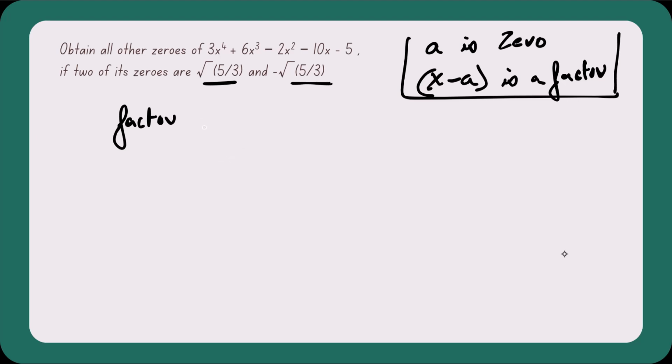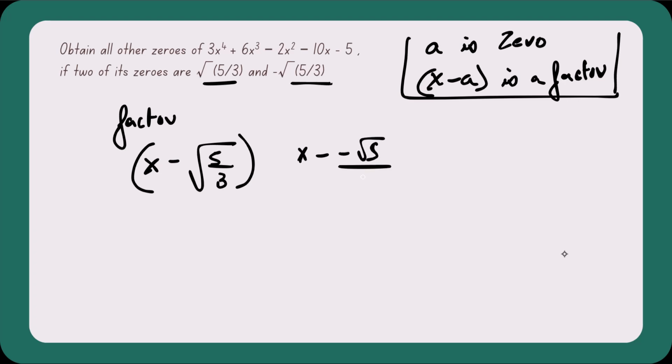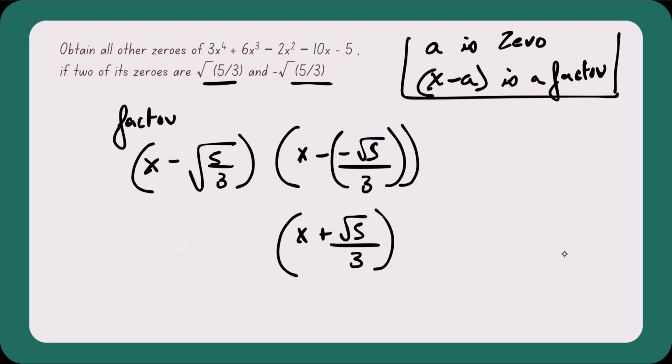So if root of 5 by 3 is there, what is my factor? My factor will be x minus root of 5 by 3. One factor. What is my other factor? My other factor will become x minus minus root 5 by 3, right? So what will that become? That will become x plus root 5 by 3, right? x plus root 5 by 3. So these are my two factors.